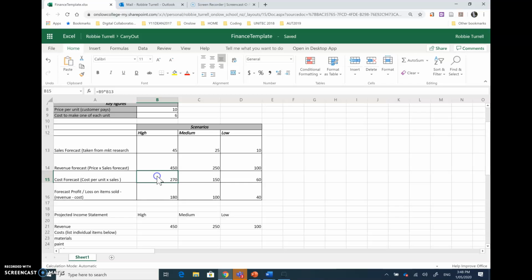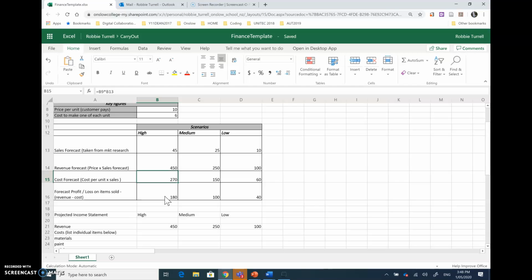Now we've also got to compare that against how much it costs us to sell, so what are our costs. We've formulated it again, this time the amount of sales multiplied by the cost of each unit, for the high, medium and low. So if we're doing well and we make 45 sales, we've got $450 coming in, but 270 of that has to be paid in costs. What we're left over with is the difference between the two, and therefore we've got $180.